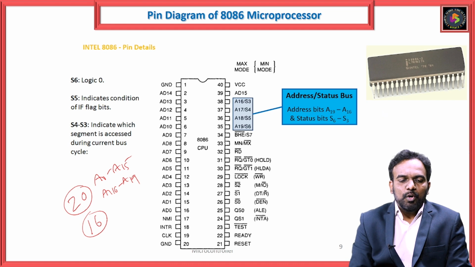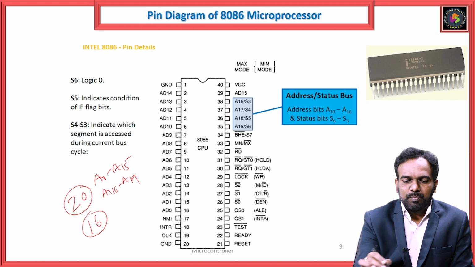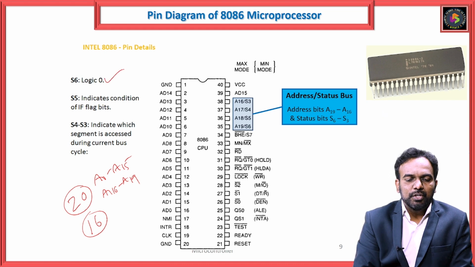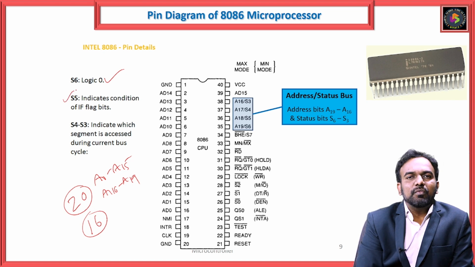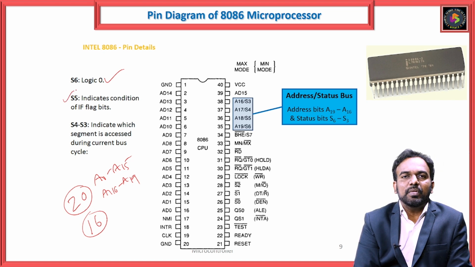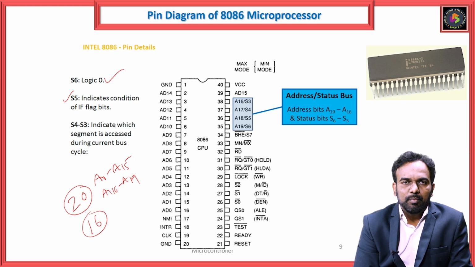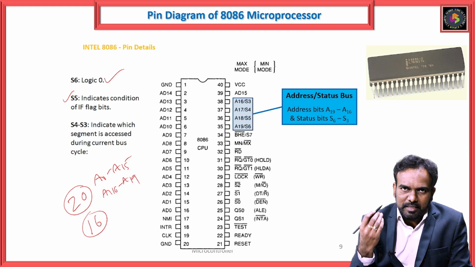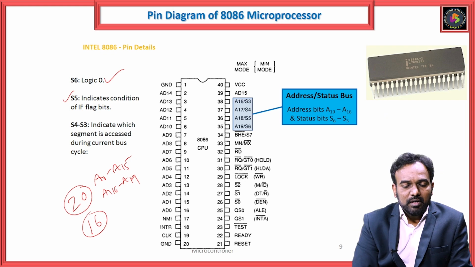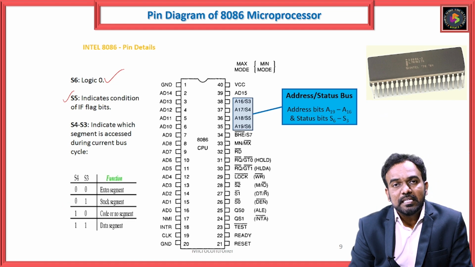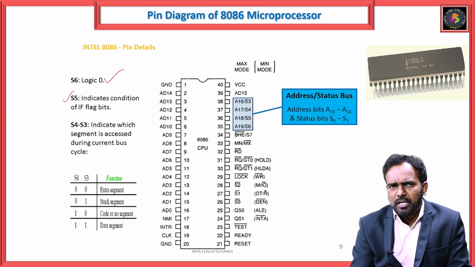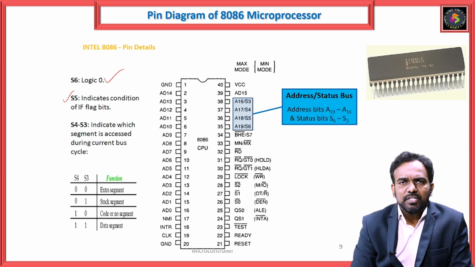For example, the S6 pin is always made logic 0. S5 is another status pin, used to indicate the condition of the IF flag, that is the interrupt flag bit. To know the condition of the interrupt flag bit, we use the S5 pin. S3 and S4 are used to select the segments, which we already discussed in the previous session.